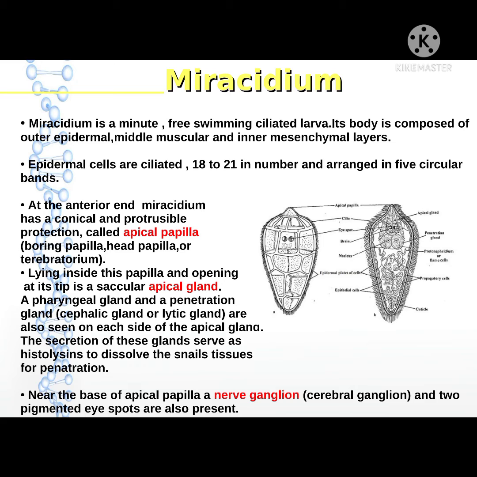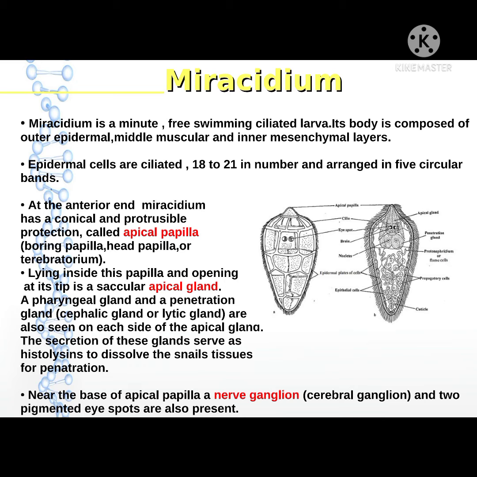Lying inside this papilla and opening at its tip is a saccular apical gland. A pharyngeal gland, and a penetration gland, also called cephalic gland or lytic gland, are also seen on each side of the apical gland. The secretion of these glands serves as histolysins to dissolve the snail's tissues for penetration.